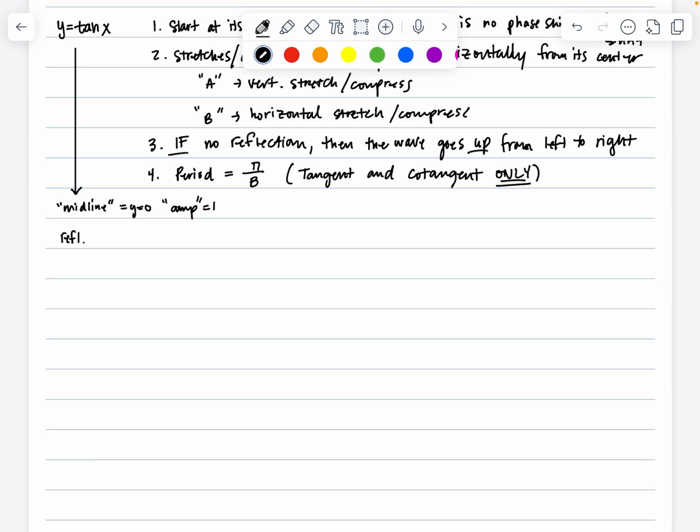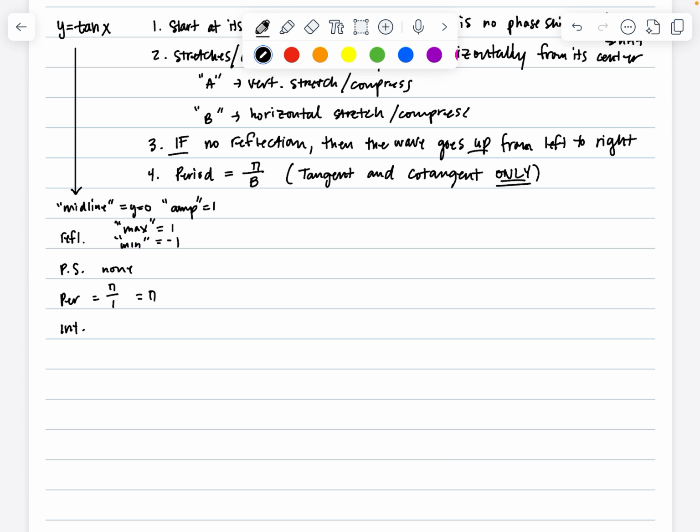And for the sake of, let's see what happens later. Max is in quotes because it's not really a maximum. This is going to be 0 plus 1 is 1. The minimum is a fake minimum, which is a -1. There's no phase shift. And period is equal to pi over b, which is pi over 1, which is pi.